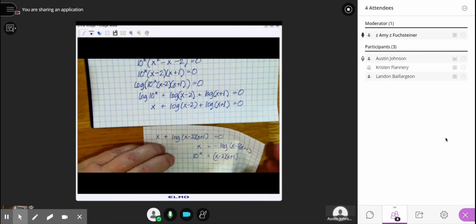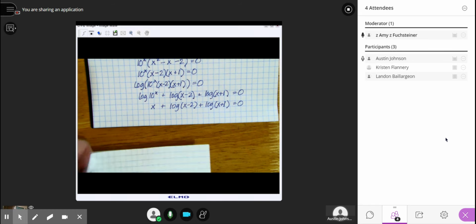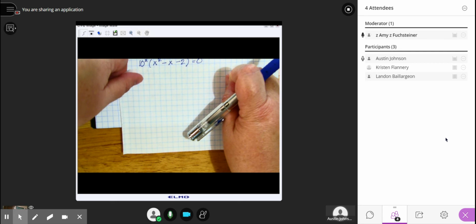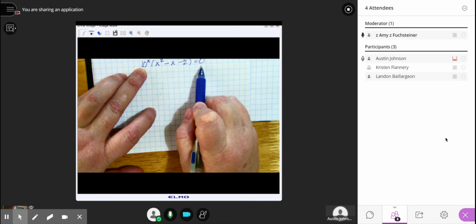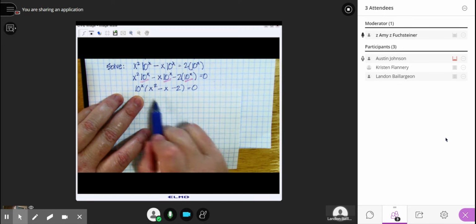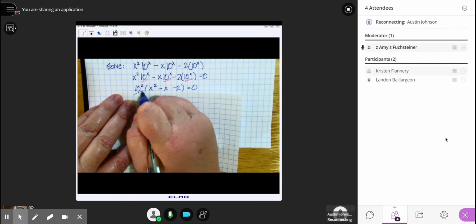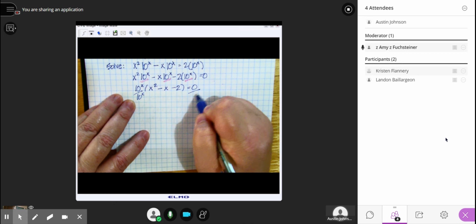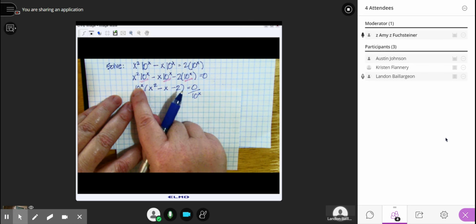Okay. I found where I made my mistake. All right, right here. You see that? All the way up here at the top. Third step in. I'm going to divide both sides by 10 to the x. I can do that, right? 10 to the x is just some number. And so I can divide both sides by whatever that factor is.